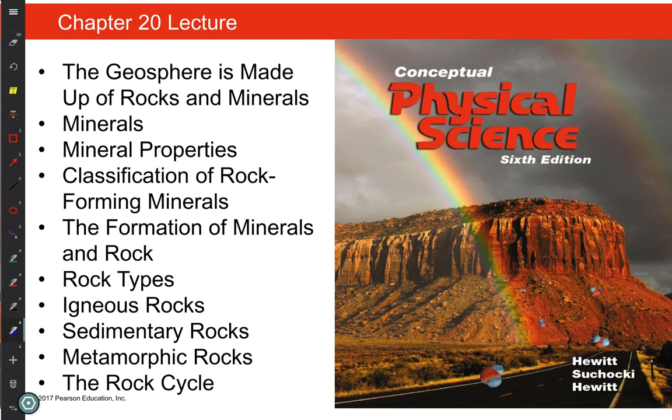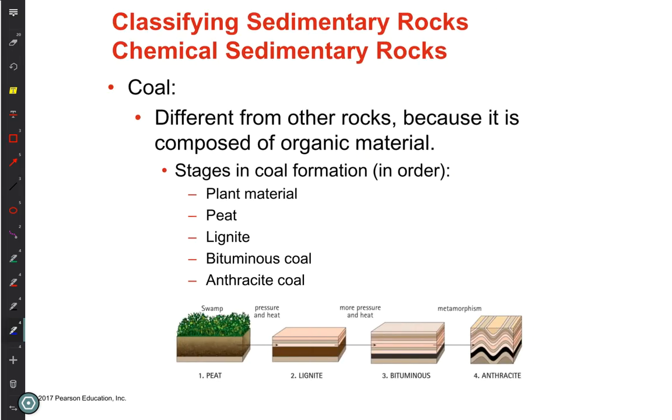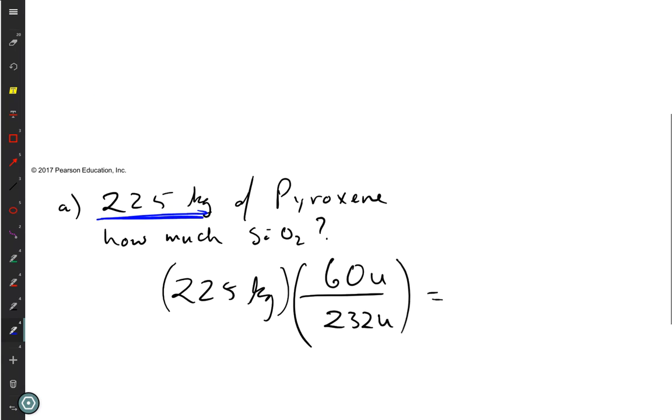Did I do it wrong? Yeah, oh, you're right, because there are two. It should have been 2 times 60, because there are 2 silica per, not 1 silica per. Thank you very much, Stacy. I told you.